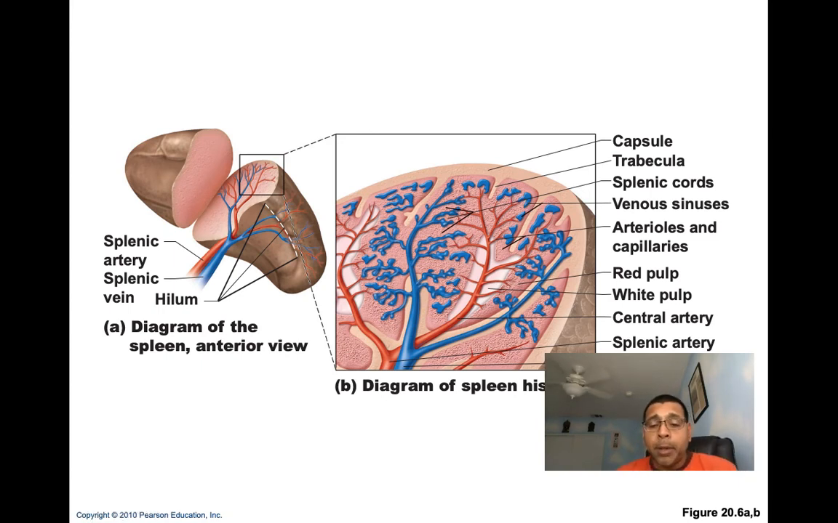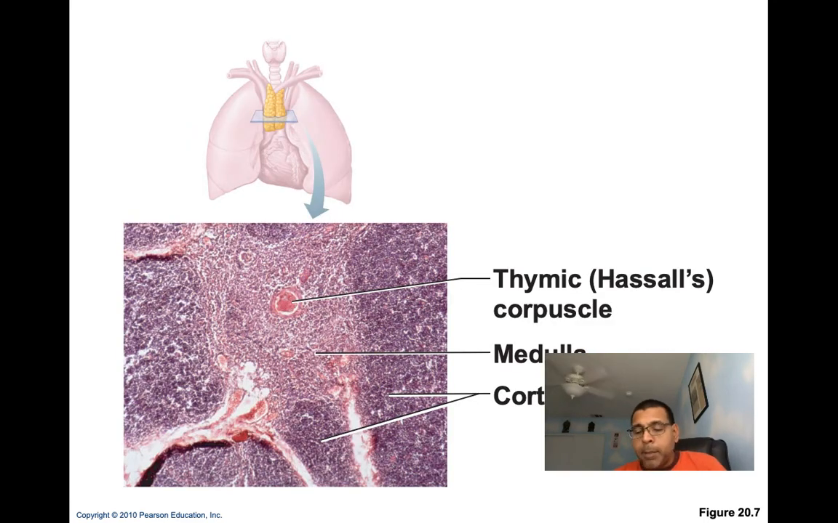Next, then we have our thymus. When we talk about our thymus, the thymus is a bilobed structure. It's a site where our T lymphocytes, the precursors to our T lymphocytes, the immature T lymphocytes, come to mature. They're formed in the bone marrow, and they migrate over to the thymus. So this is where T lymphocytes mature.